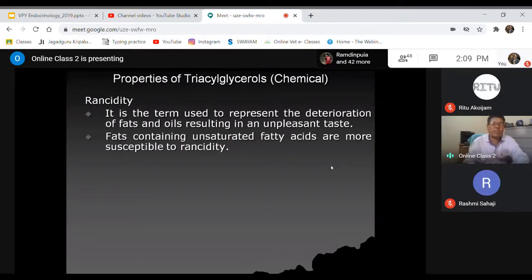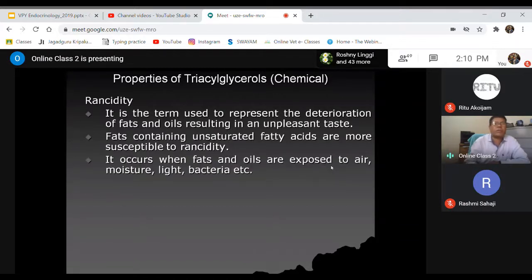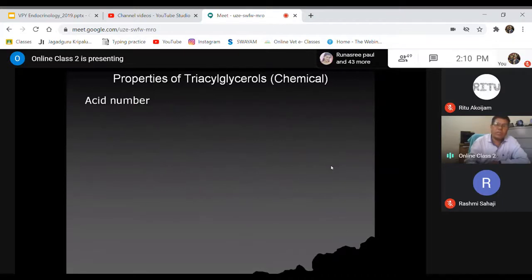We have discussed that there are two types of rancidity: one is hydrolytic rancidity, another is oxidative rancidity. We have already discussed it. Then we discussed the acid number, which indicates the amount of free fatty acid present in the triacylglycerols.